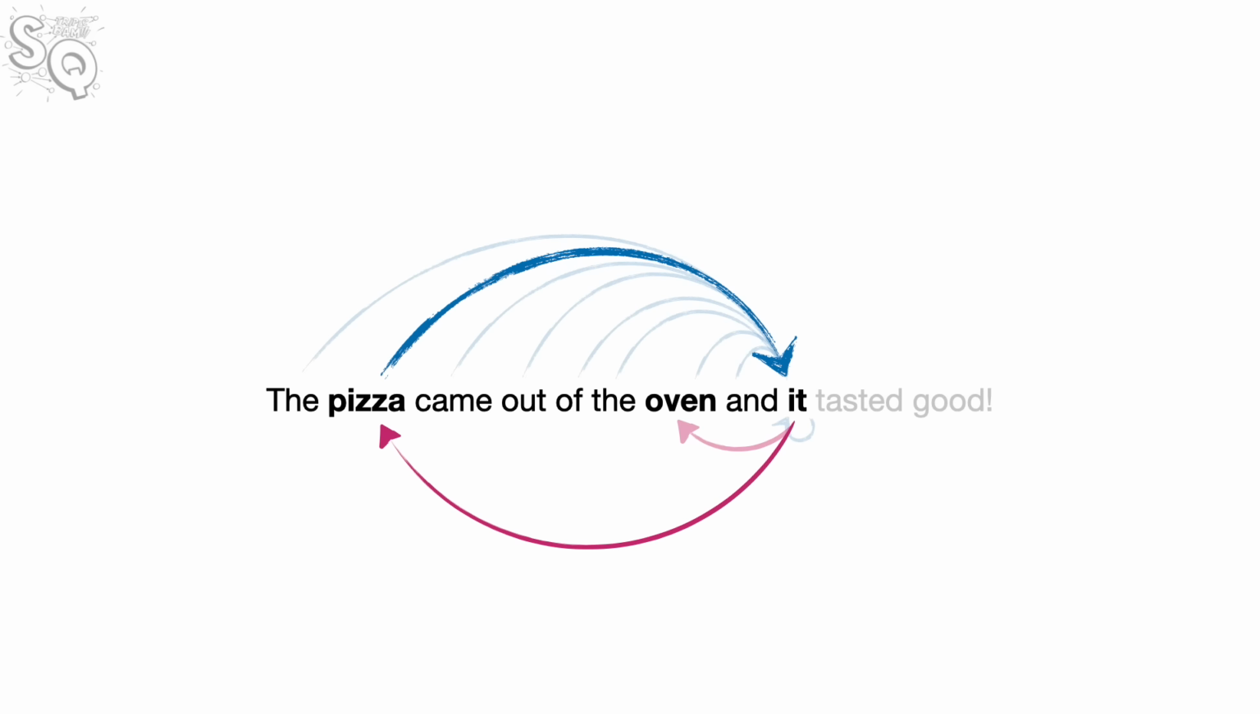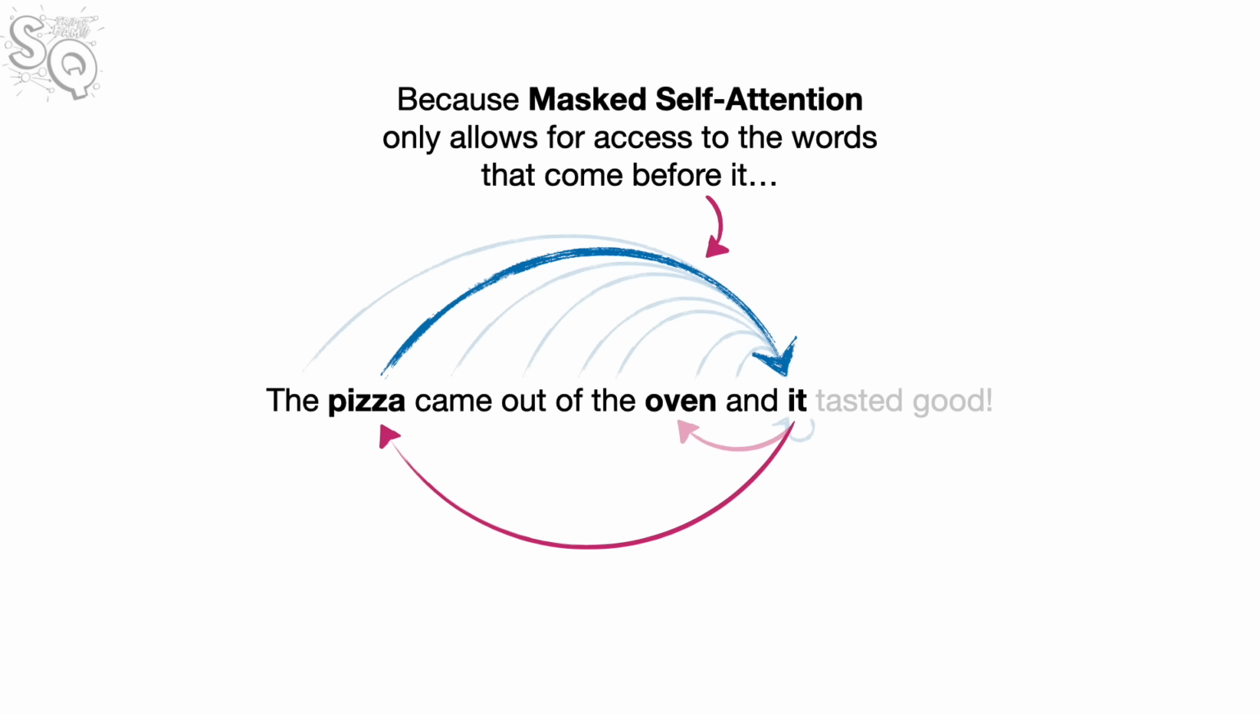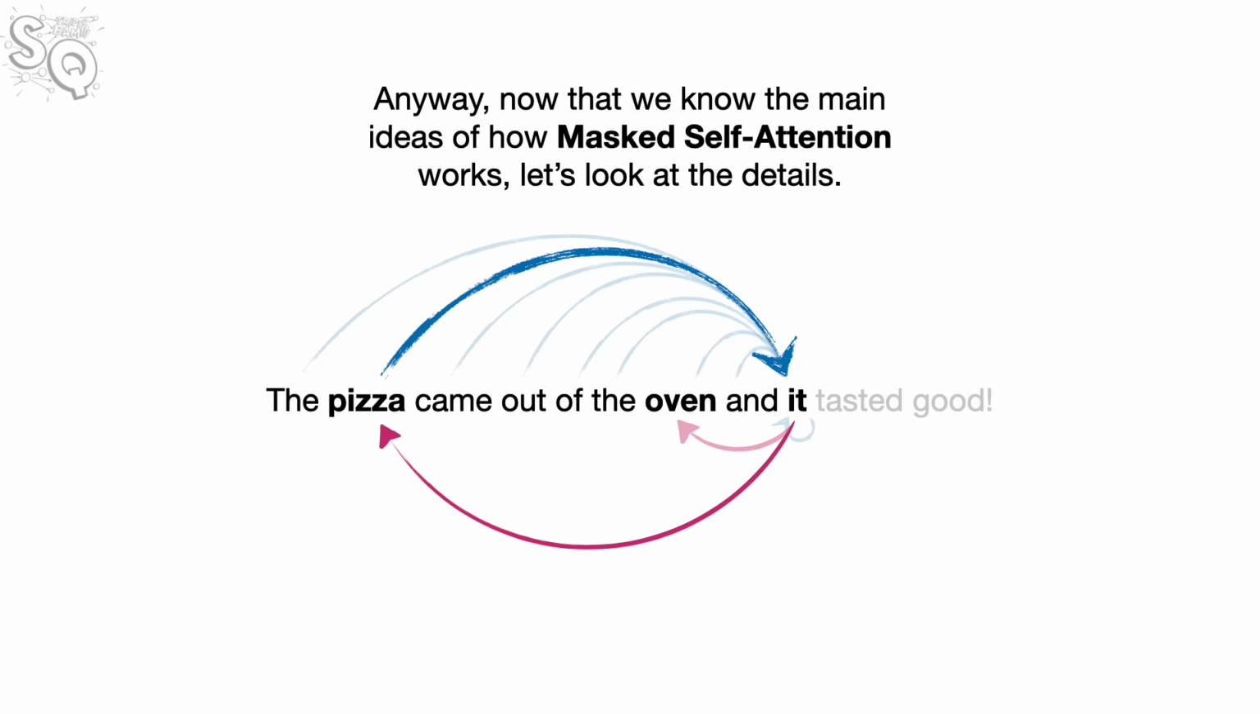Oh no, it's the dreaded terminology alert! Because masked self-attention only allows access to the words that come before it, and not the words that come after, it is sometimes called an autoregressive method. Anyway, now that we know the main ideas of how masked self-attention works, let's look at the details.